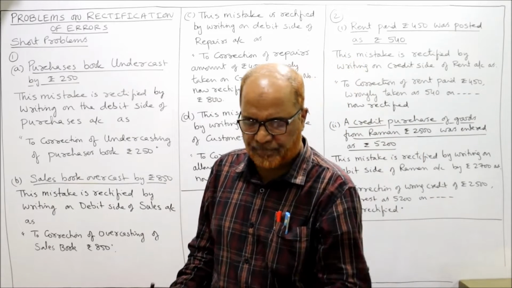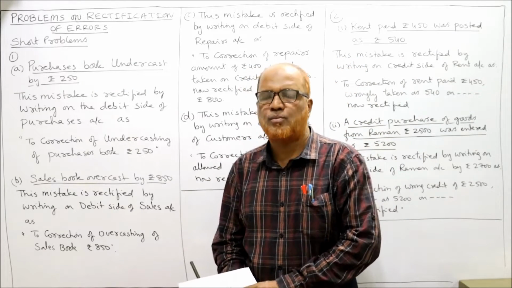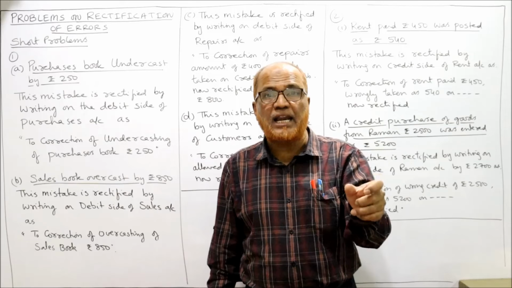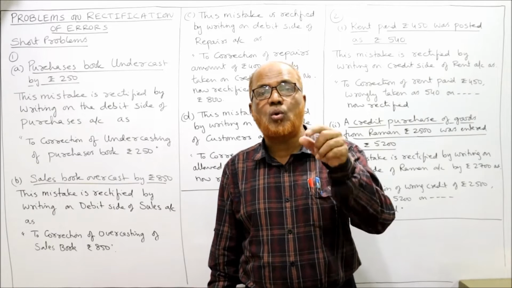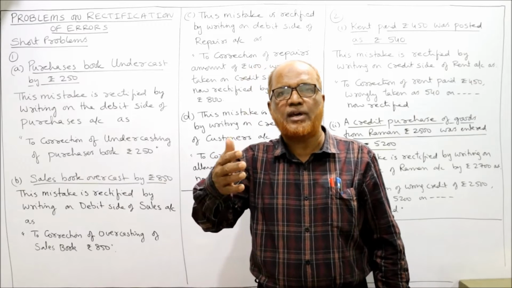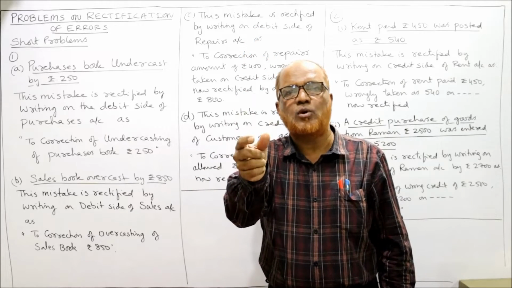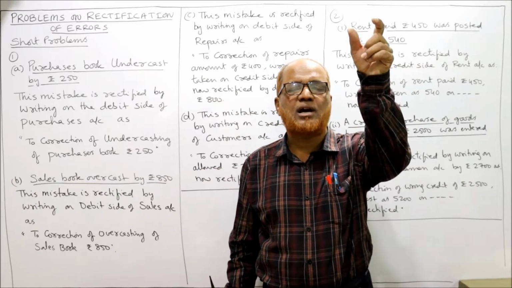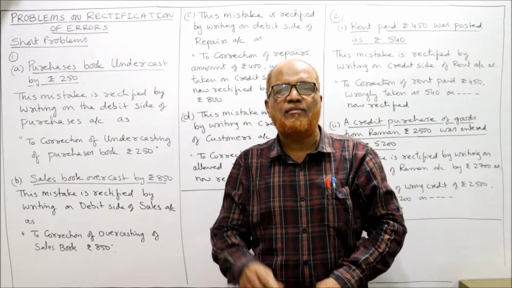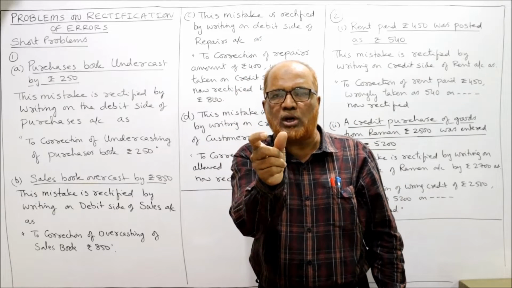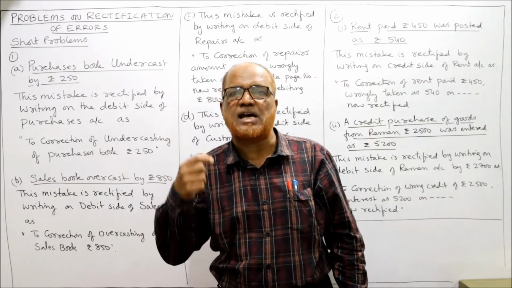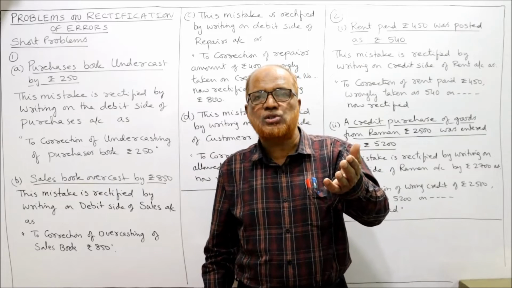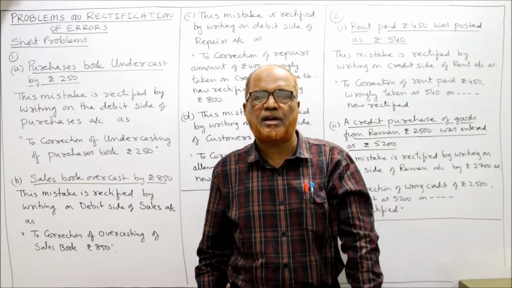Now, second. The second point given in the problem is sales book overcast by rupees 850. Purchase book previous case was undercast. Now sales book was overcast. When sales book is overcast, the total of sales book will go to sales account. Sales book is a subsidiary book in which all credit sales are taken. So periodically we'll find the total of sales book, and this total of sales book will be posted to sales account in the ledger.